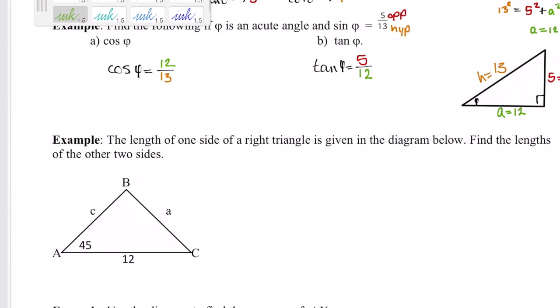And then our next one. They've given us the triangle already. They've drawn it all out. That's really nice. The length of one side of the triangle is given, and they want us to find the lengths of the other 2 sides. So typically when we have a right triangle, they give us 2 sides, and we find one side. This one's a little bit different.